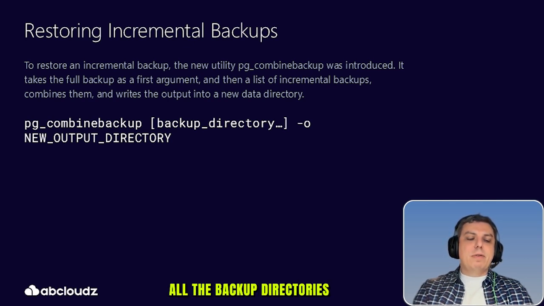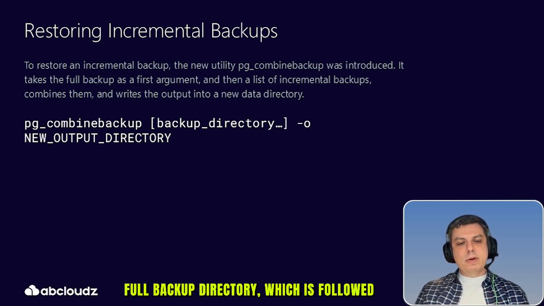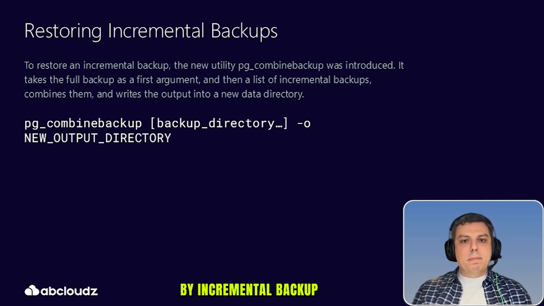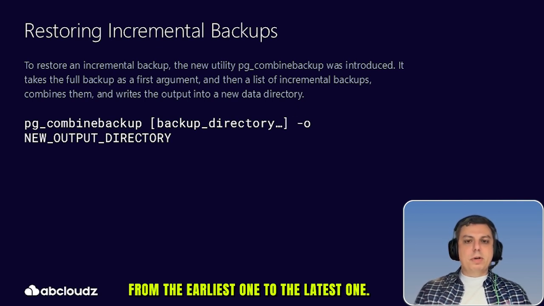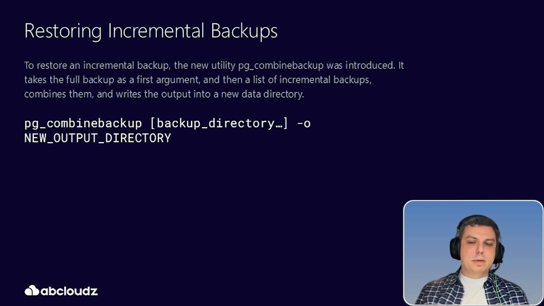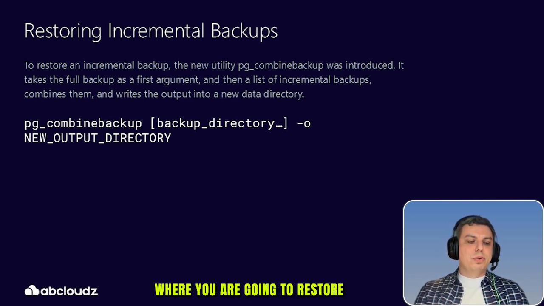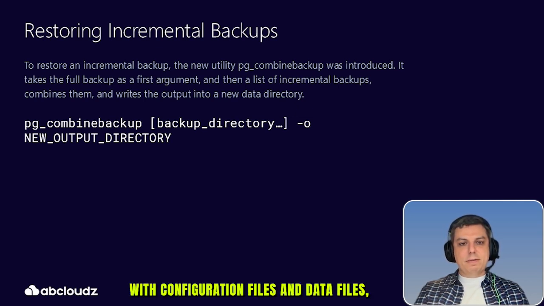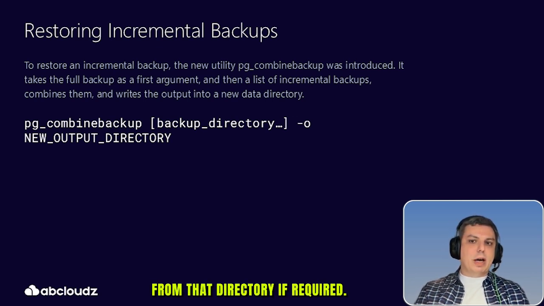And if we go further, the way you can restore this incremental backup is just providing it all the backup directories in the proper order. So you start with the full backup directory, which is followed by incremental backup folders in the order of their creation, from the earliest one to the latest one. The last parameter on the screen is a new output directory where you are going to restore the database with configuration files and data files and run the new database cluster from that directory if required.